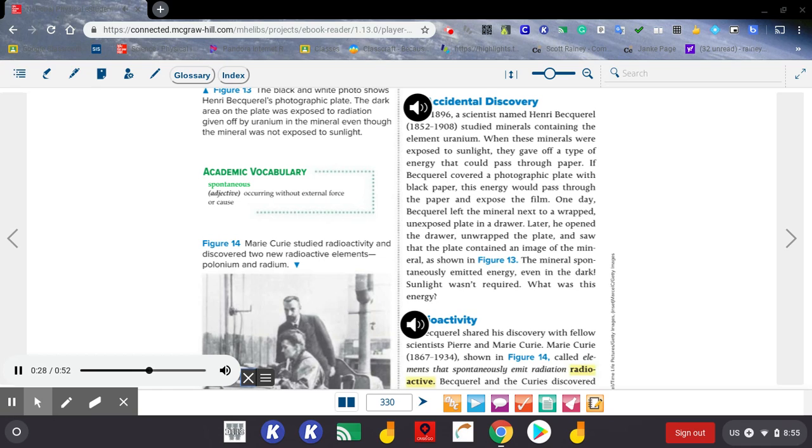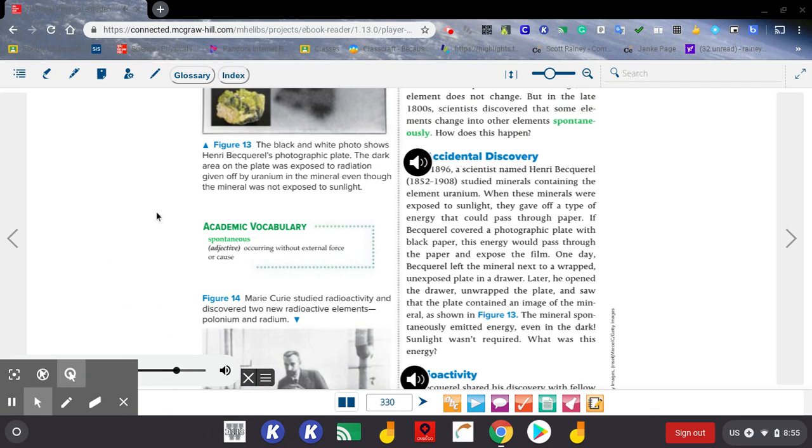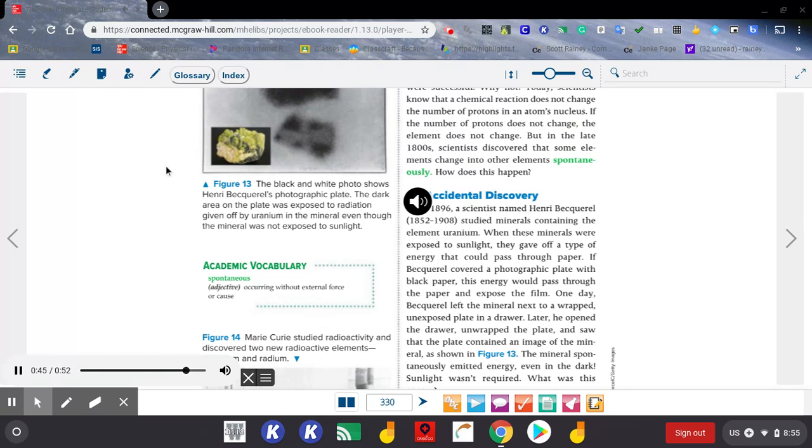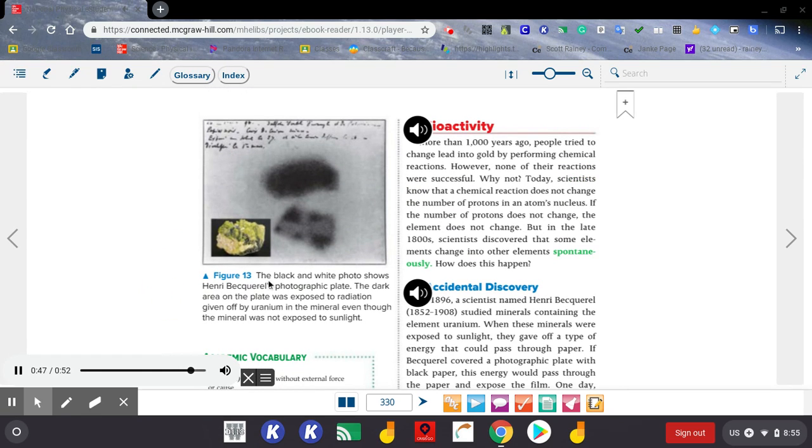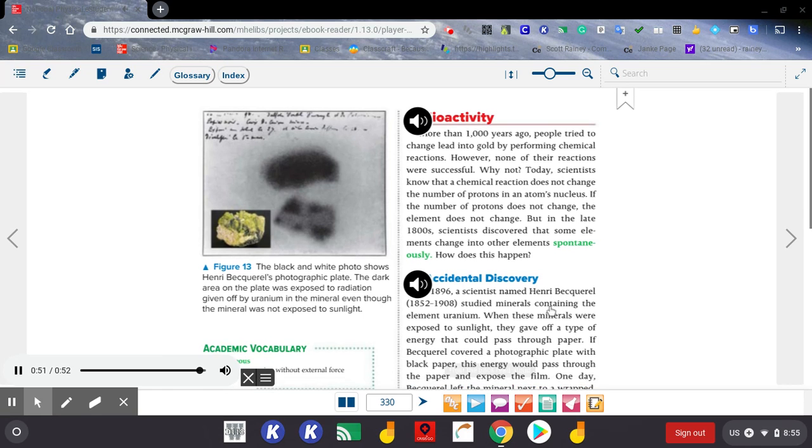One day, Becquerel left the mineral next to a wrapped, unexposed plate in a drawer. Later, he opened the drawer, unwrapped the plate, and saw that the plate contained an image of the mineral, as shown in Figure 13. The mineral spontaneously emitted energy, even in the dark. Sunlight wasn't required. What was this energy?